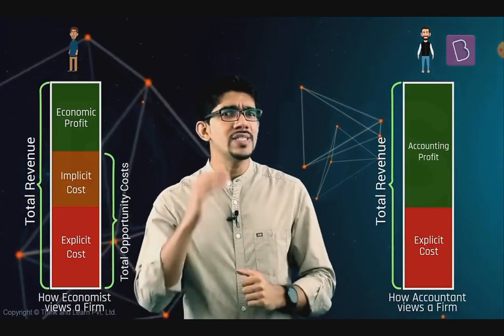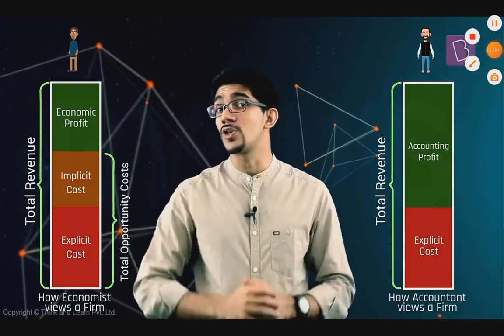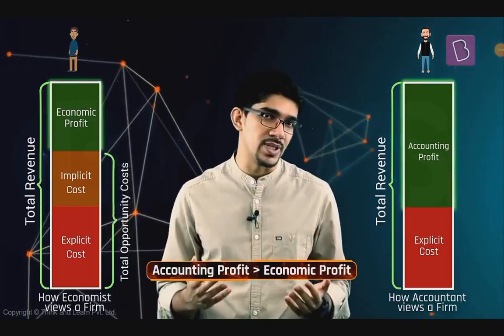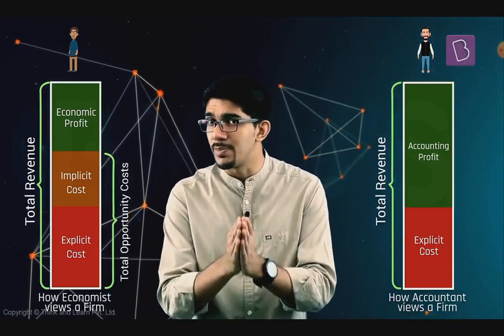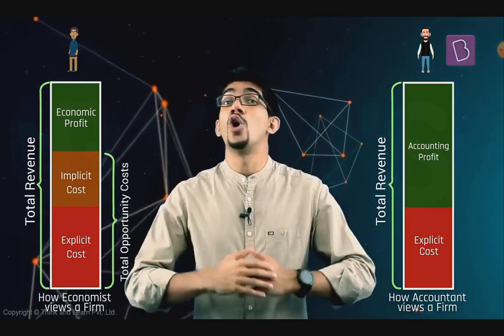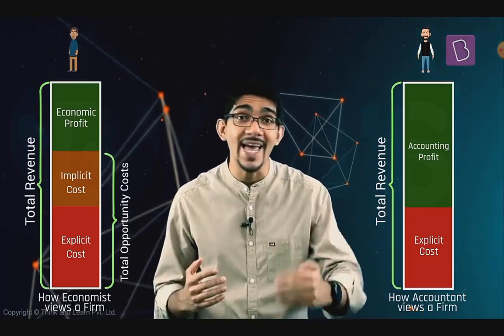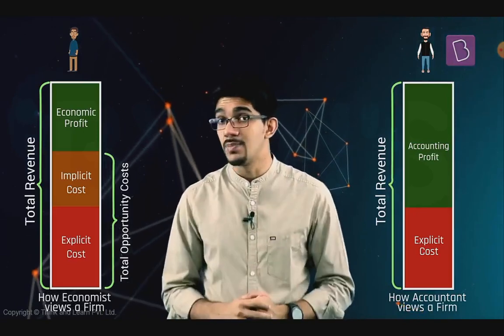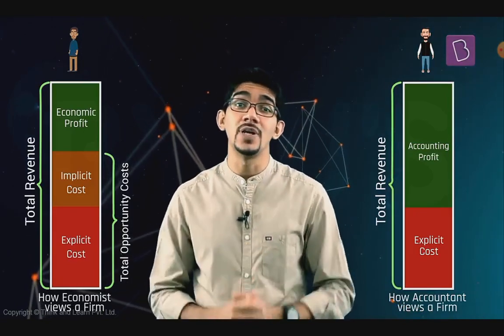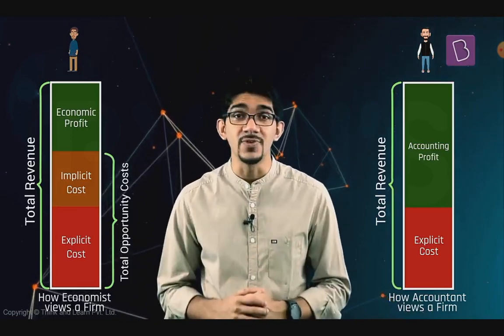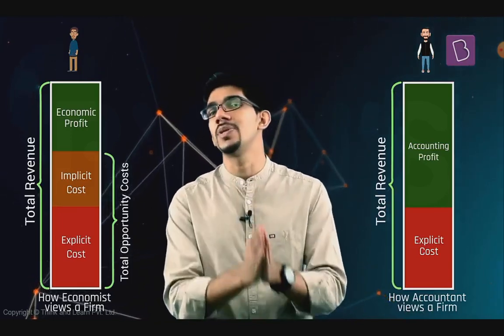Notice that because the accountant ignores the implicit costs, accounting profit is usually larger than economic profit. For a business to be profitable from an economist's standpoint, total revenue must exceed all costs, both explicit and implicit. Economic profit is an important concept because that is what motivates the firms that supply goods and services. To understand business decisions, we need to keep an eye on economic profit.